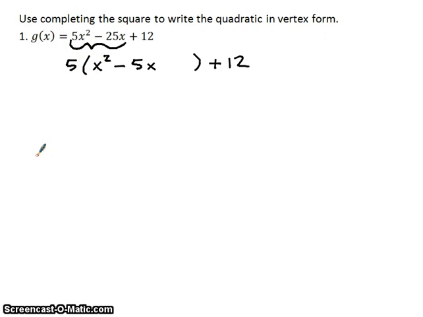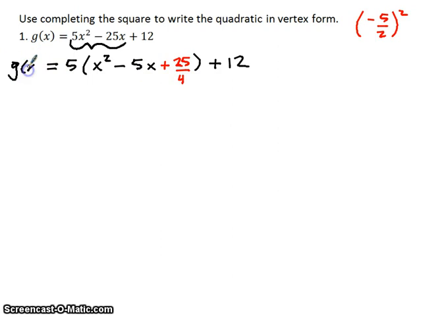So to complete the square we need to take half of 5 and raise it to the power 2. So that means we're going to take half of negative 5 actually and raise it to the power 2, and we're going to add that number in this spot here. So we're going to add in a 25 over 4.